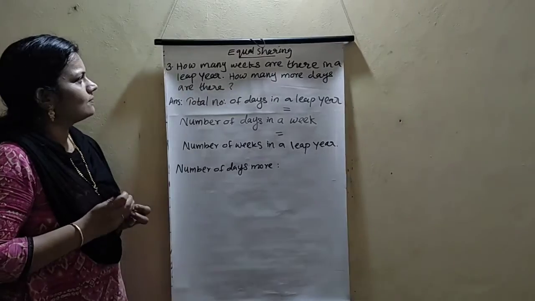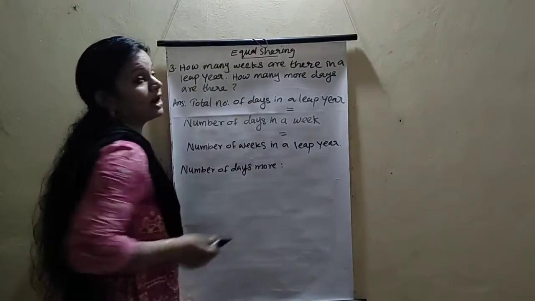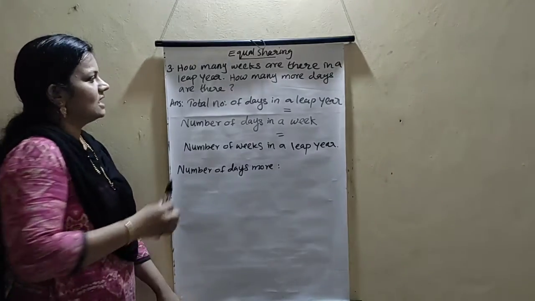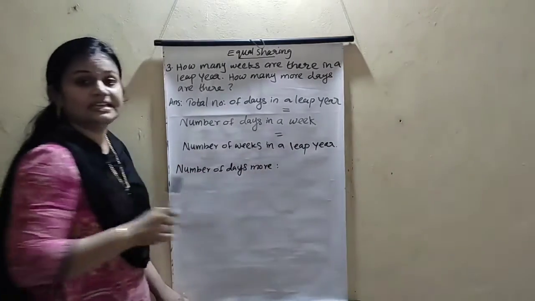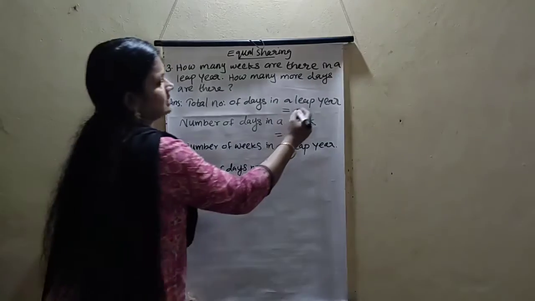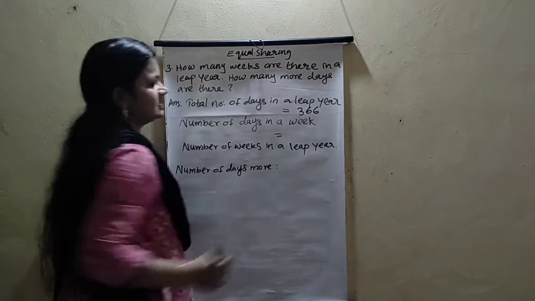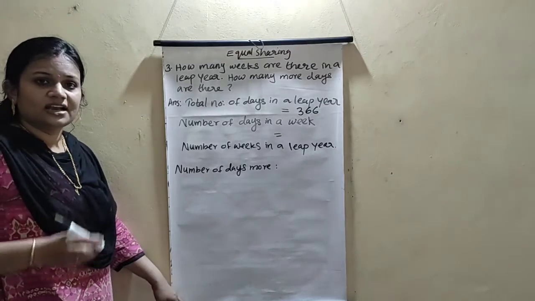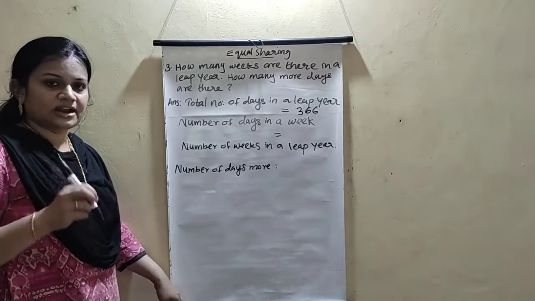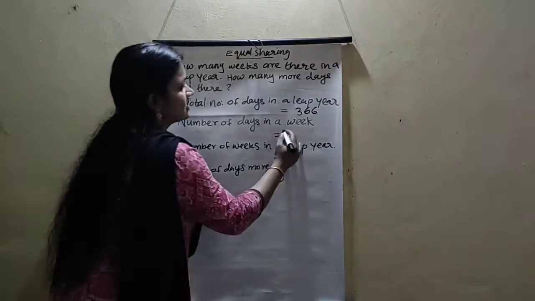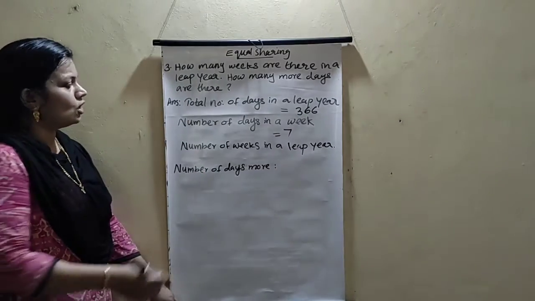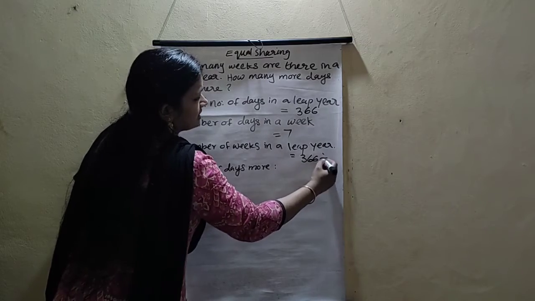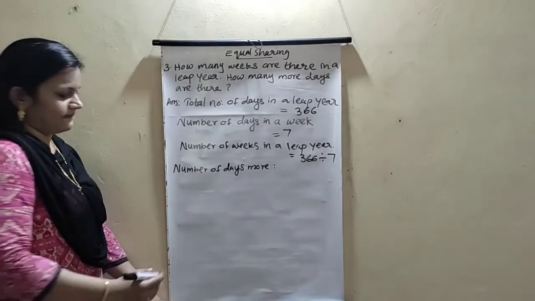Then how many weeks? We want to count how many weeks one leap year is equal to. The total number of days in a leap year is 366. Now the number of days in a week. How many days in a week? Sunday, Monday, Tuesday, Wednesday, Thursday, Friday, Saturday. How many days? 7 days. So the number of weeks in a leap year is equal to 366 divided by 7.